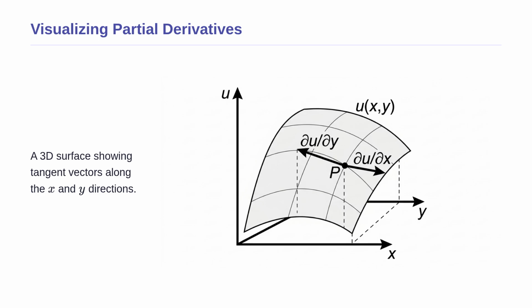Let us visualize what these partial derivatives actually look like on a graph. Here you are seeing a three-dimensional surface, which represents our unknown function u depending on x and y. Look at point P on the surface. The two arrows extending from it are the tangent vectors. One arrow points strictly along the x direction, representing the partial derivative with respect to x. The other points strictly along the y direction, representing the partial derivative with respect to y. This diagram shows exactly how a first-order equation captures the slopes in different directions at a single point.